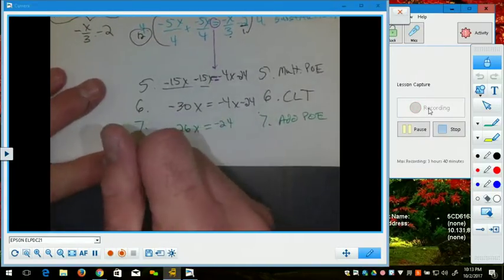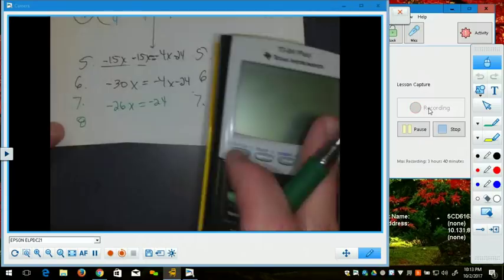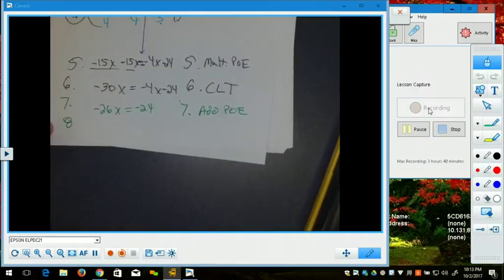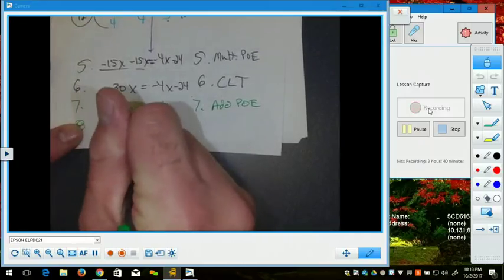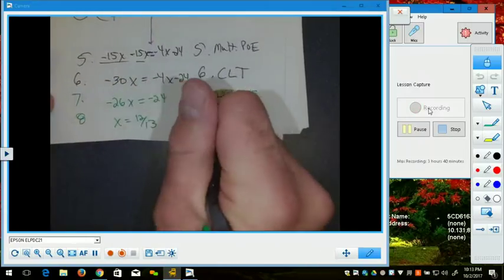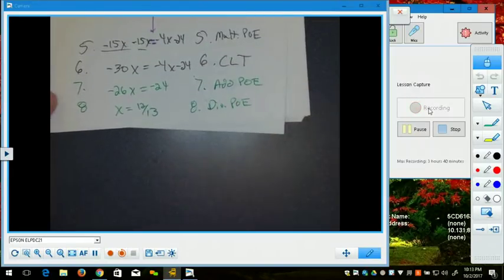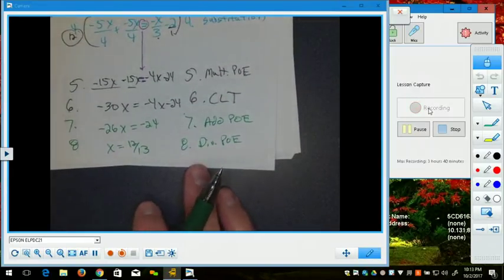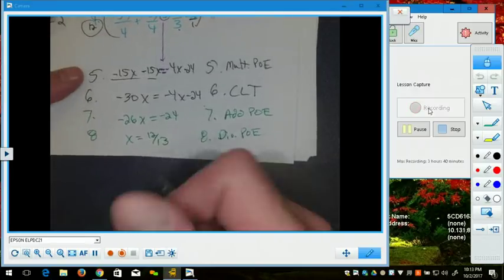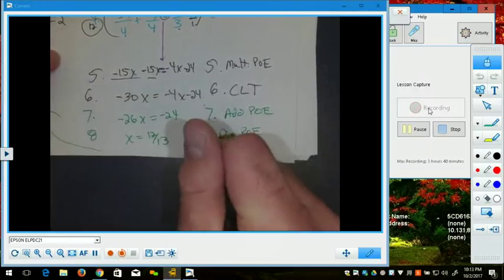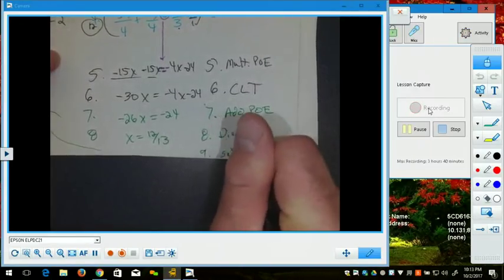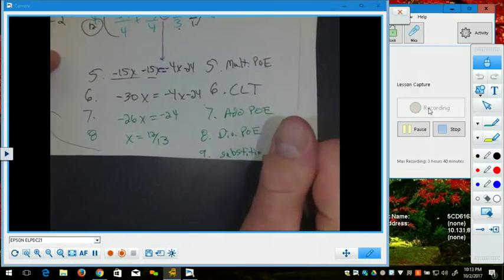So now to solve for x, I'm going to divide by negative 26. Negative 24 over negative 26. Both are divisible by 2, leaving me 12/13. And so that is the division property of equality. Now there could be more lines to our proof, but we're running out of room here. And the final line, which I'm going to do over here, is going to be substitution. So I'll write it right there.